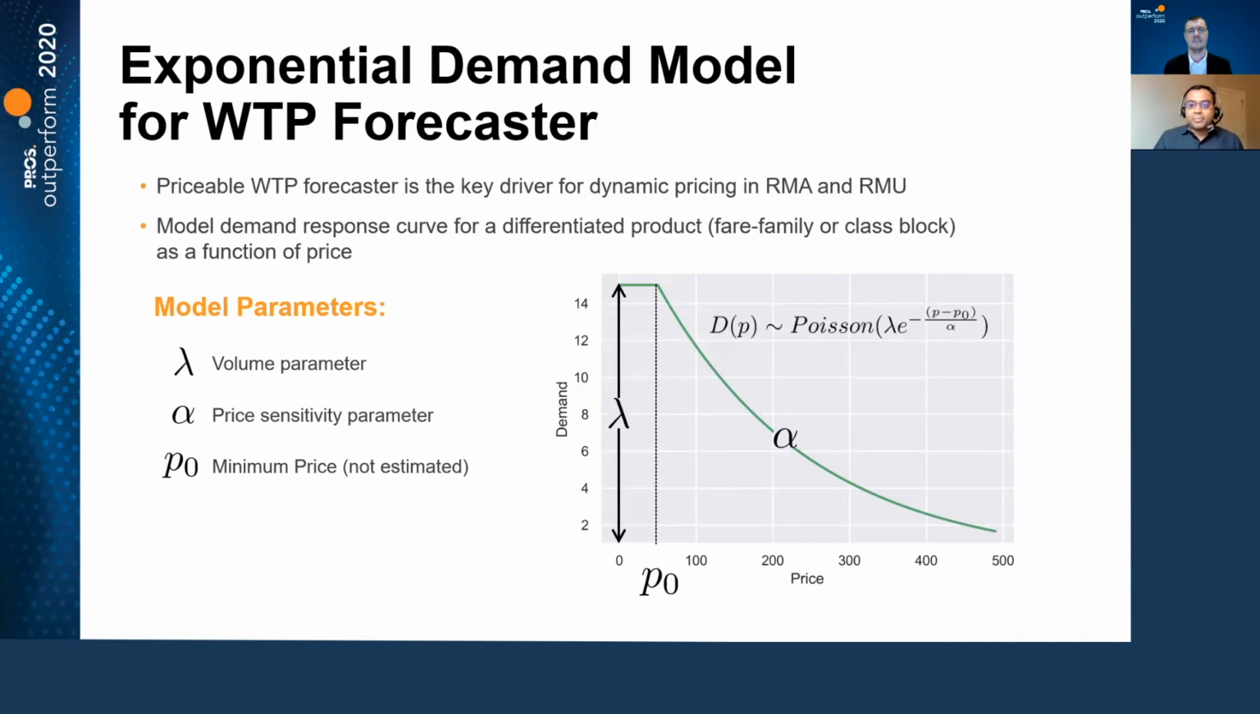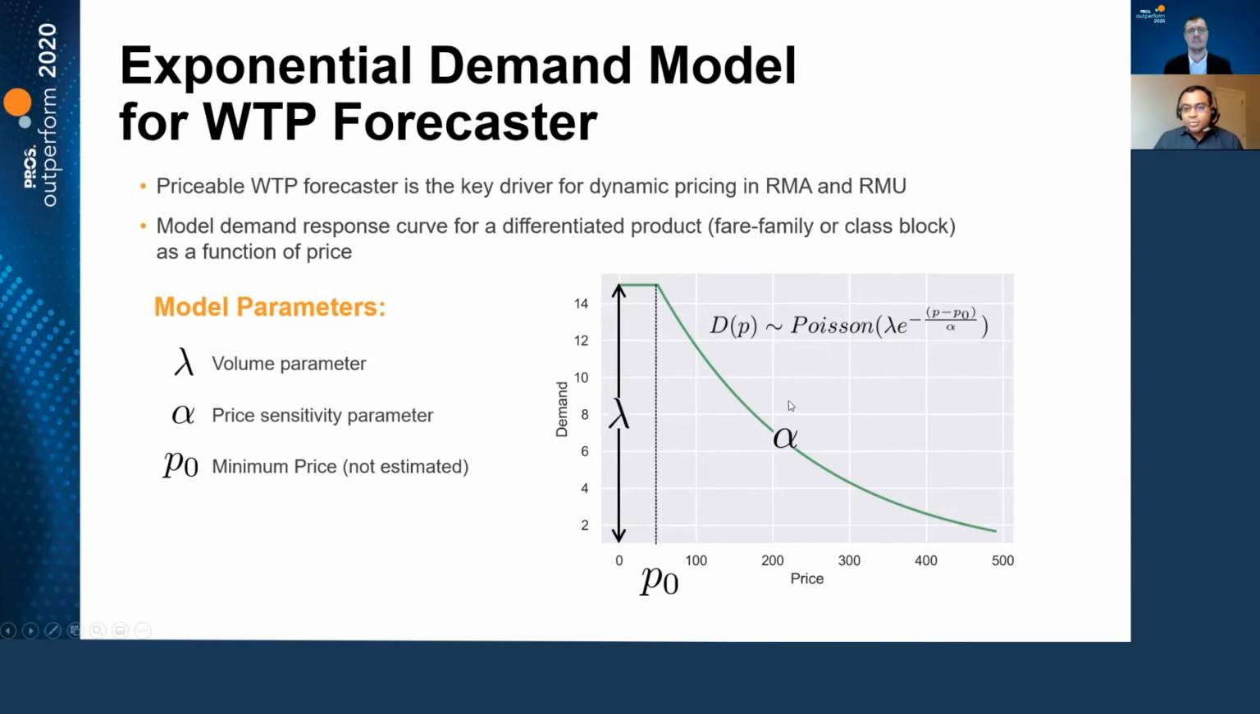Here is an example of a price demand response curve where on the X or horizontal axis, you have the price, and on Y or vertical axis, you have the demand. This price versus demand relationship is captured using this negative exponential relationship. And there are two parameters which control this curve. One is denoted by lambda. So this, in some sense, is the total amount of expected demand that you will get if you price at a fairly low level of price, in this case, a value called P naught.